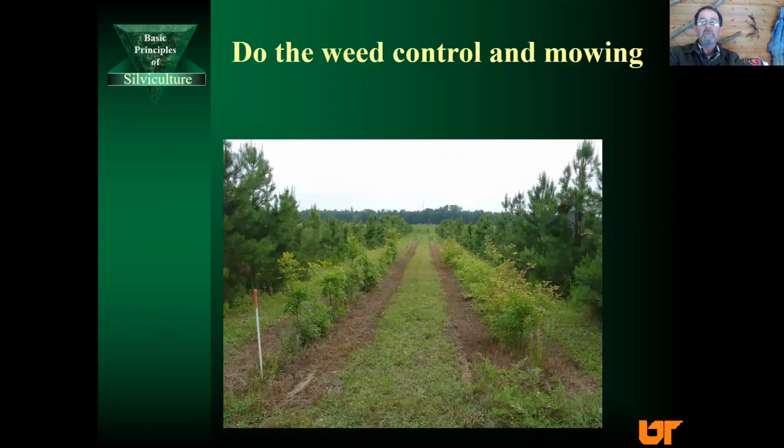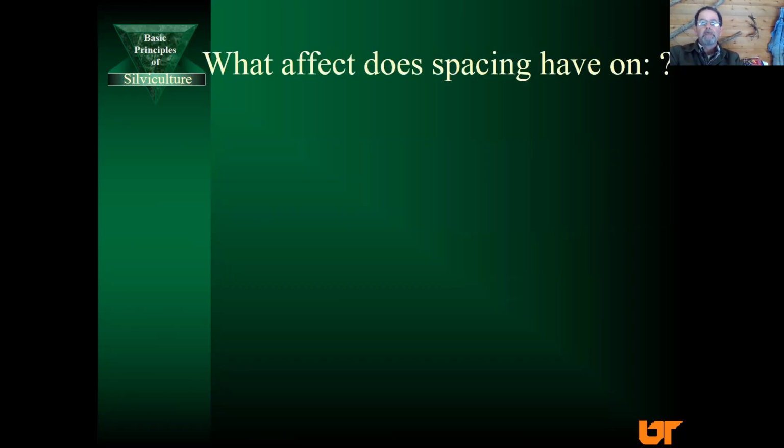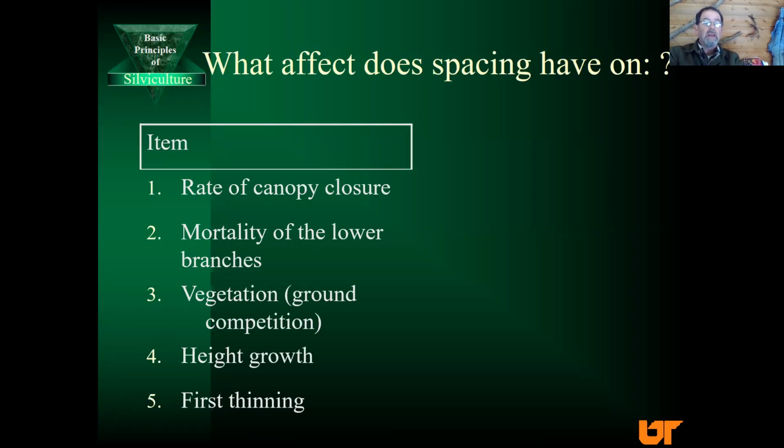You want to do the weed control and the mowing. That's very important. I encourage weed control for the first 3 growing seasons and mowing as well, long enough so that the seedlings can get their heads up above the weed competition. And then after that, it shouldn't be a big concern unless you have something like kudzu that might give you fits. So what effect does spacing have on these items, on these situations?